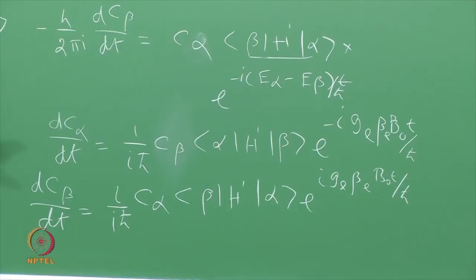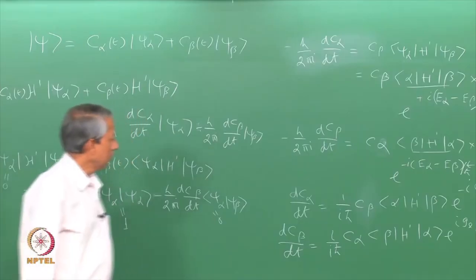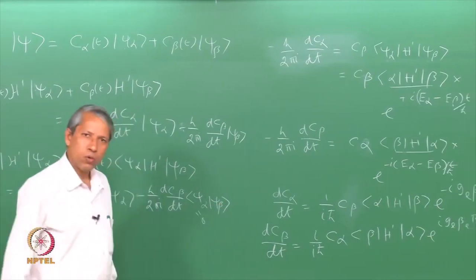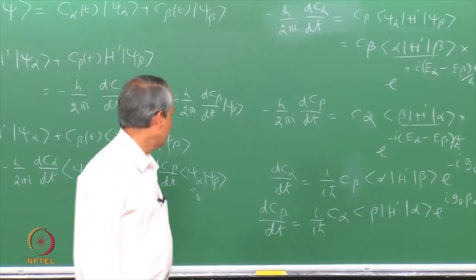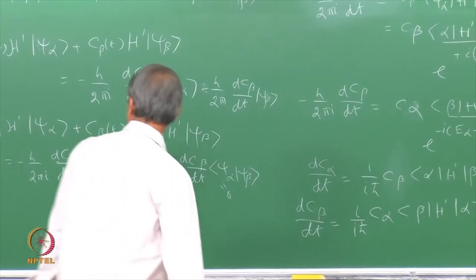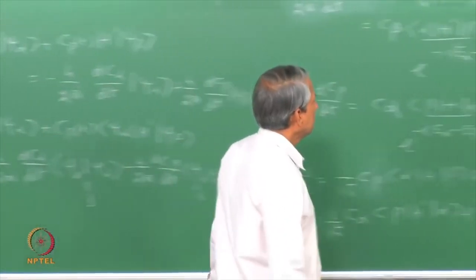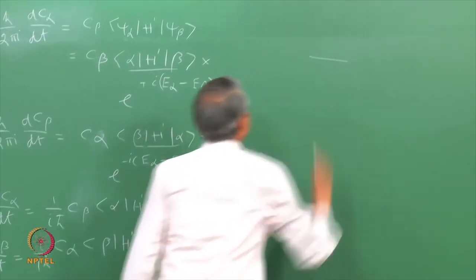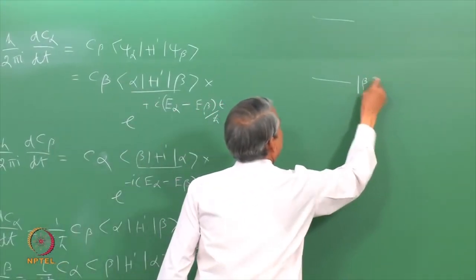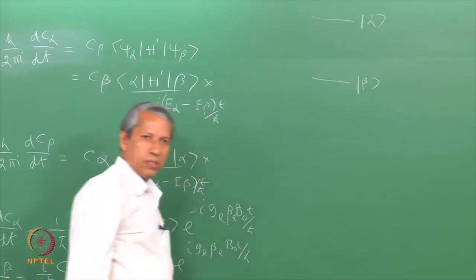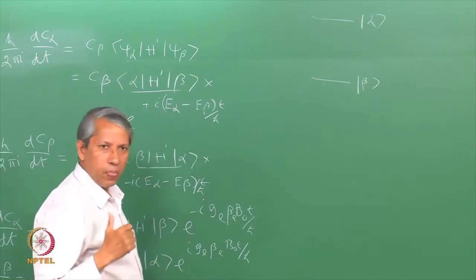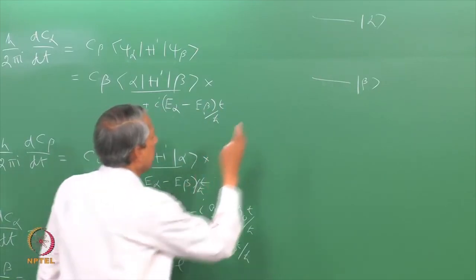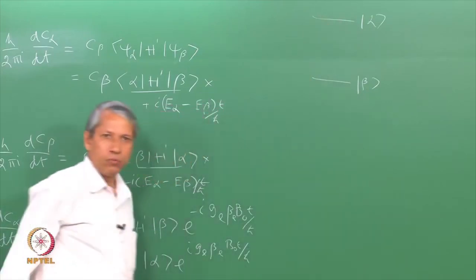So you have got these coupled equations: C alpha is connected to C beta, and C beta is connected to C alpha. So it is not easy to solve these equations simultaneously. So what you can do is use a perturbative technique to get an approximate solution. For that, we start with the given initial condition that the beta state is lower and the alpha state is higher. So the spin system initially is here, and when the perturbation is applied, can it make a transition from here to there? That is what we are going to find out.